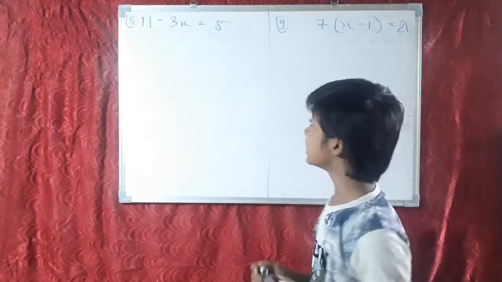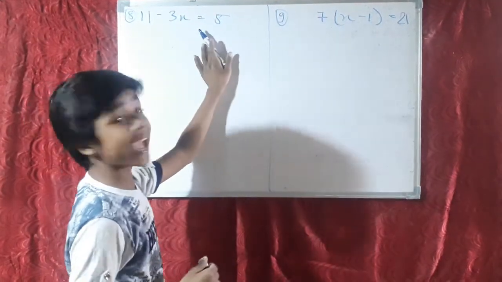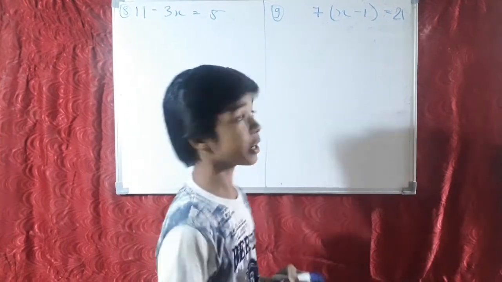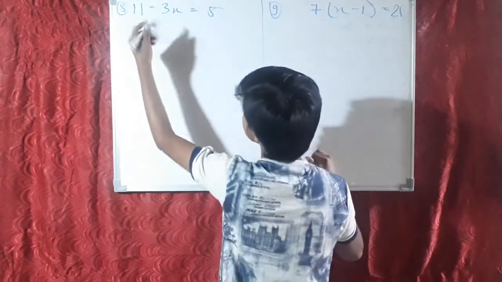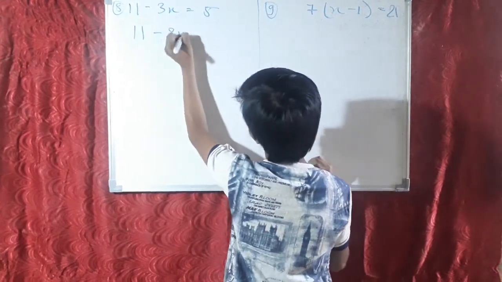Friends, now we are going to see our 8th and 9th number question. 11 minus 3x equals 5, and 7 multiplied by (x minus 1) equals 21. So it is an easy question. We can solve it in just seconds. 11 minus 3x equals 5.